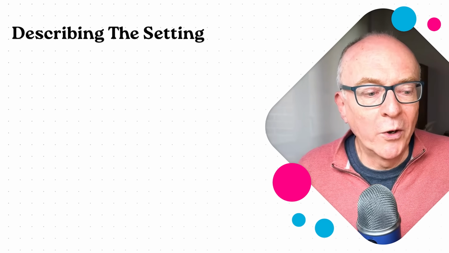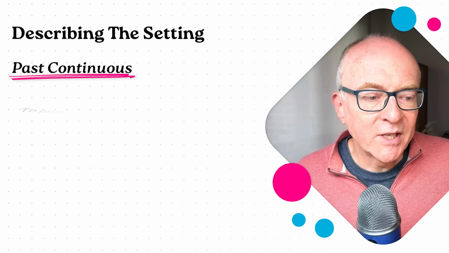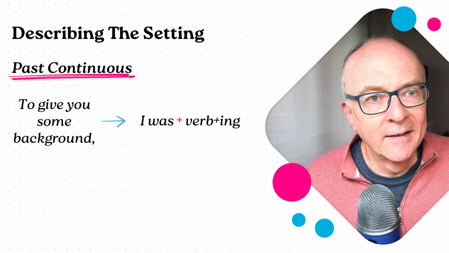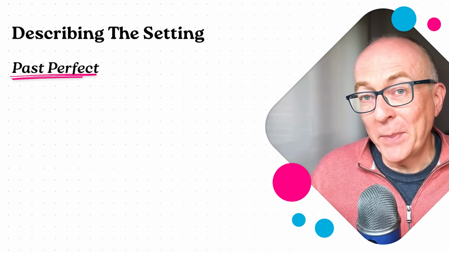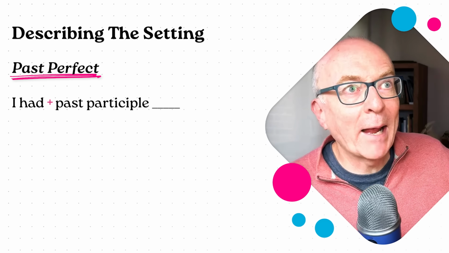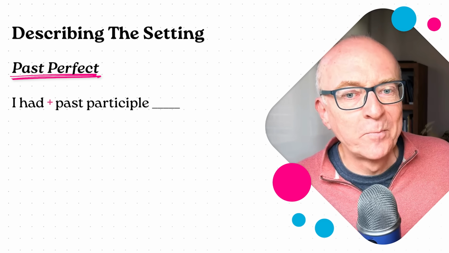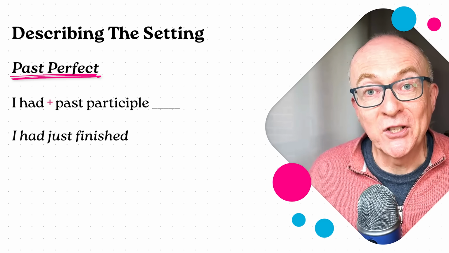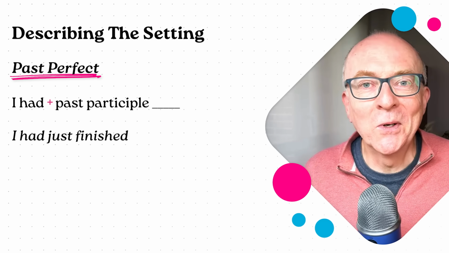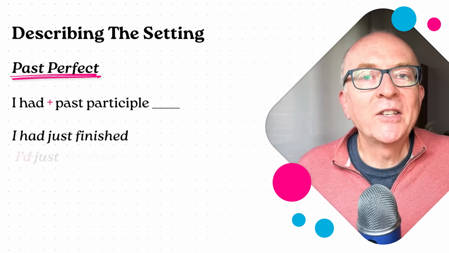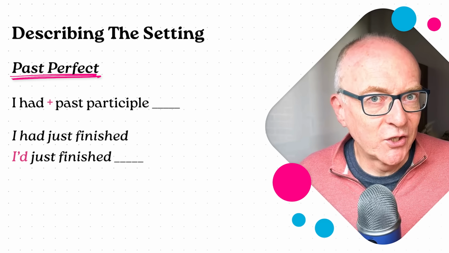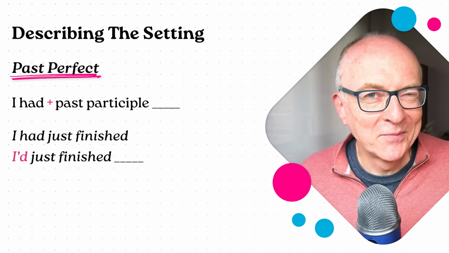Now let me help you with the grammar, because what's really interesting here, when you're talking about the setting, is typically there are 2 tenses we use. One is the past continuous. To give you some background, I was working, I was living, I was studying, right? The other tense is the past perfect, something that had happened before that point in time in the past. To give you some background, I had just finished university. I had started working. And you can level up even higher by using a contraction. I'd just finished. I'd just finished. I'd just started working. Got it?